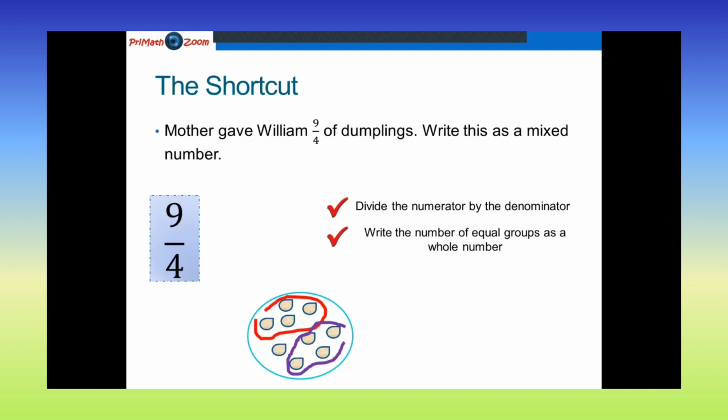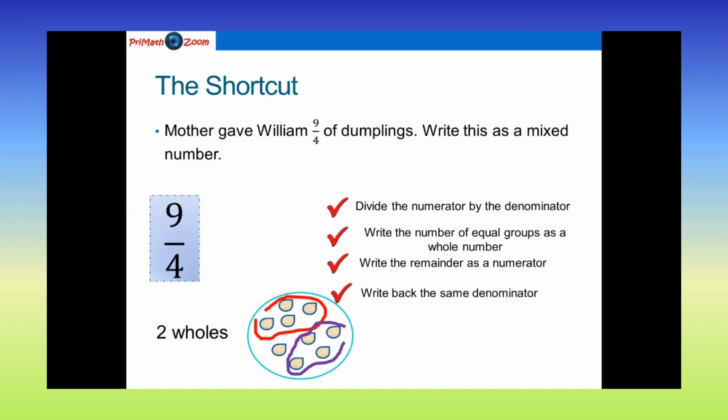Now we need to write the number of equal groups as a whole number. So here we have 2 wholes. Third step, write the remainder as a numerator. And fourth step, write back the same denominator. So the remainder is 1. We write that as a numerator, and the denominator was 4, so we write that. So it's called 1 out of 4 or a quarter. And this would be the shortcut.